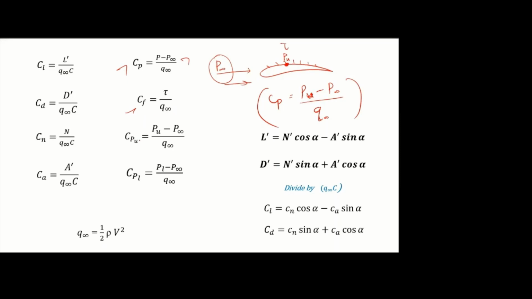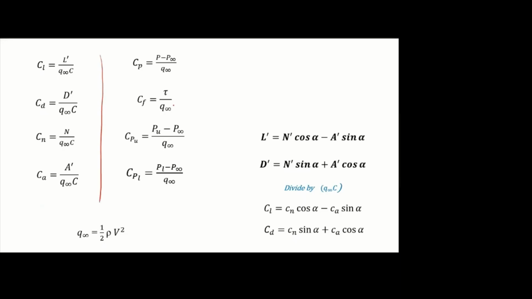So Cpu means Pu minus P infinity by Q infinity, where U means upper surface. If you are finding it on the lower surface, then it is Pl minus P infinity by Q infinity. Is that clear? These equations: CL, CD, Cp, Cf, everything. So using this, now we can convert this equation into CL, CD.